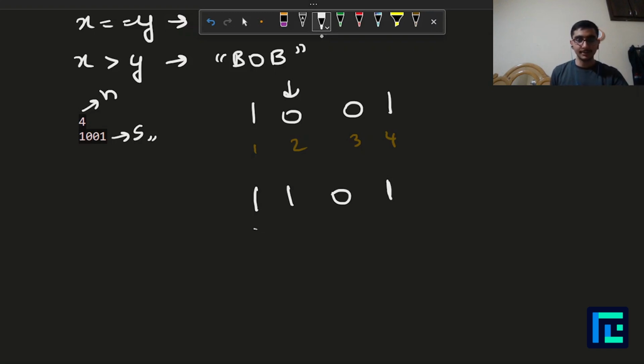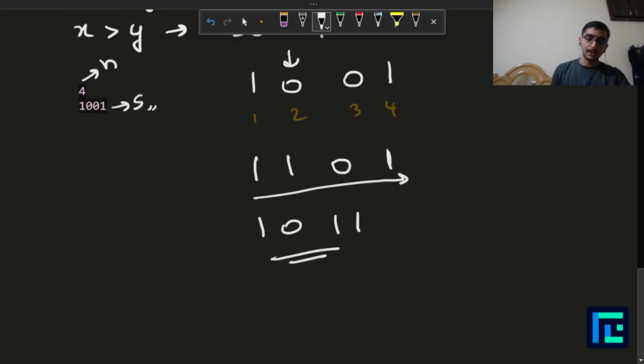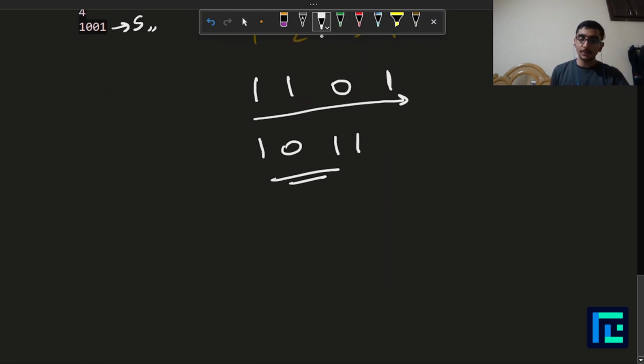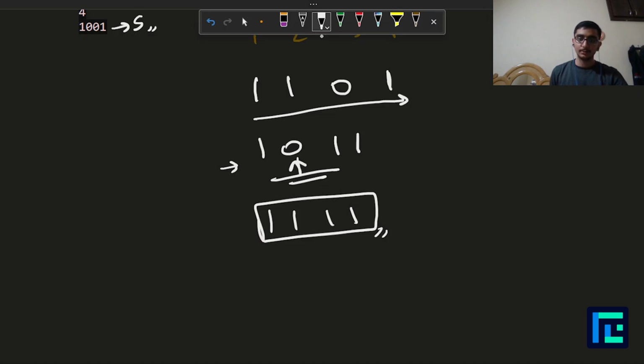Right. Now this string is no longer a palindrome and the previous operation was not a reversal. So what Bob can do is reverse this. So 1011. Right. And now the previous operation was reversal, so Alice can't reverse it again. So she has to convert this lone 0 to a 1. So that is 1111. And all the zeros have been converted to ones. So there are no more zeros left in this string.